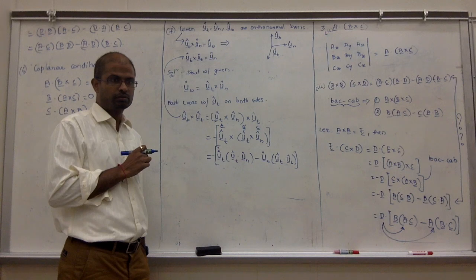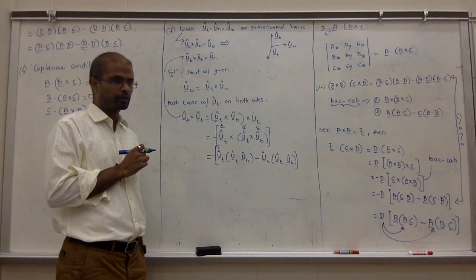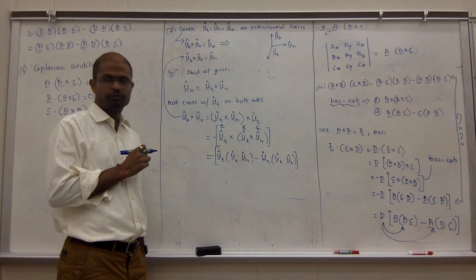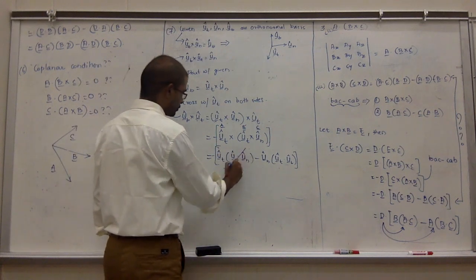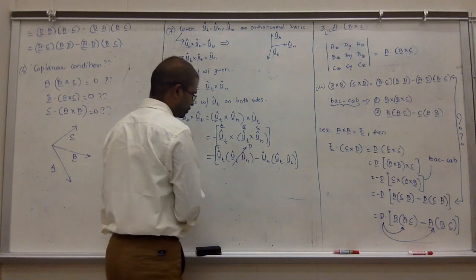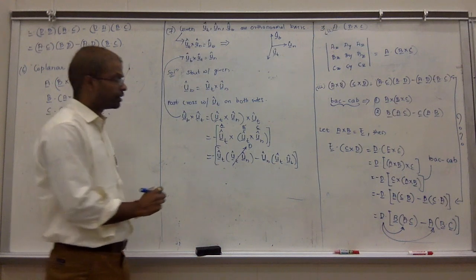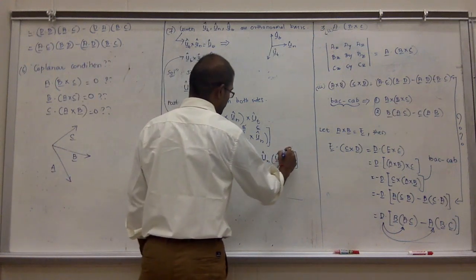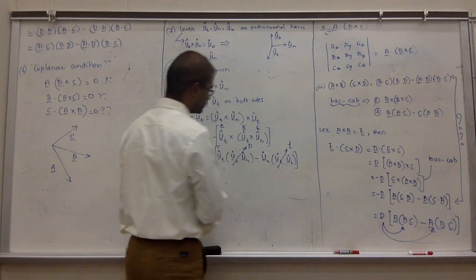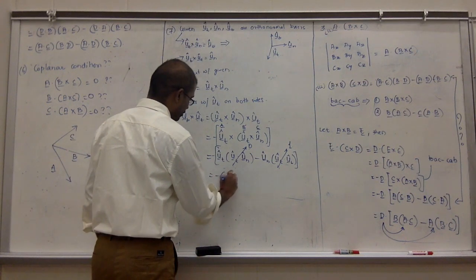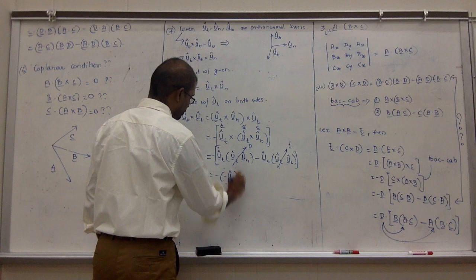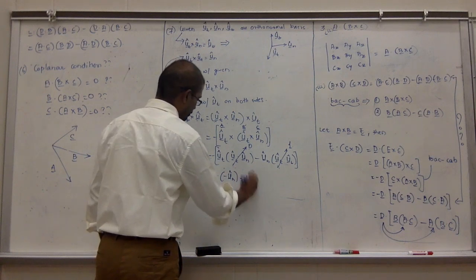Why would the dot product of two vectors be zero? Cosine of 90 degrees is used, and this is 0. Cosine of 0 is 1. So you're going to get minus of UN, which is equal to UN, and the other term is zero.